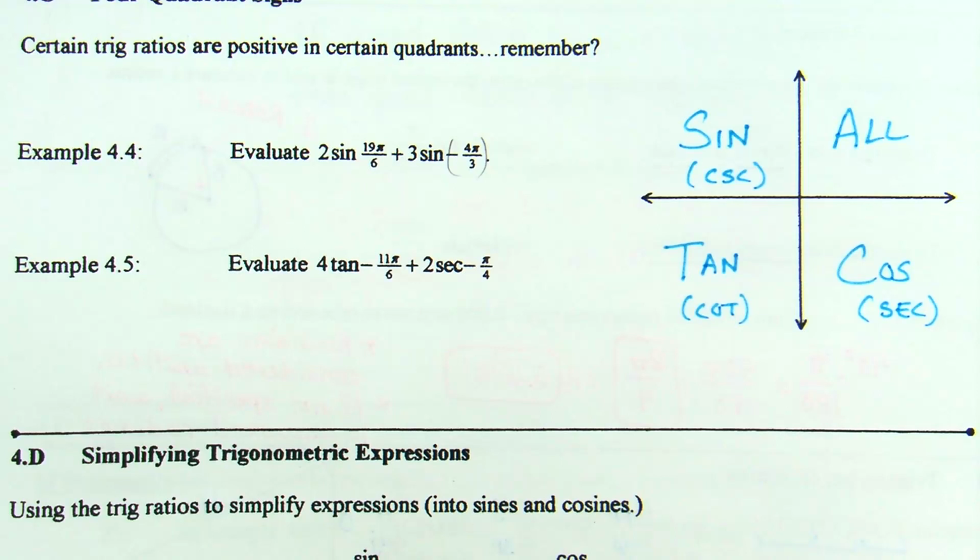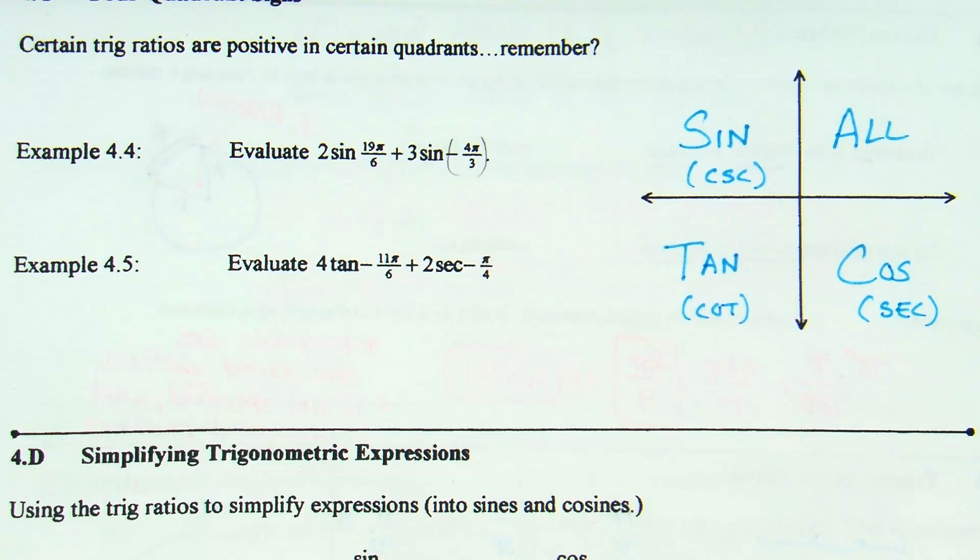This is where it gets tougher. Maybe you remember it just fine, not saying you don't, but this is the tougher stuff we have to think about. Okay, so we know 2 is 2. That's a piece of cake. No stress there. Sine of 19 pi over 6.